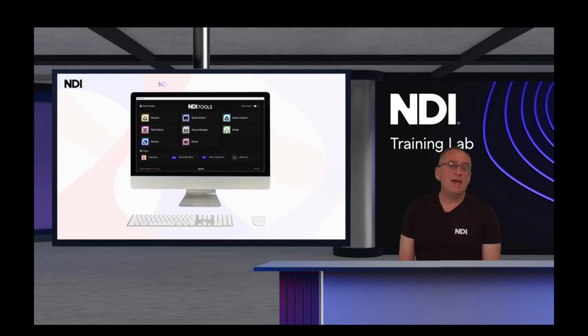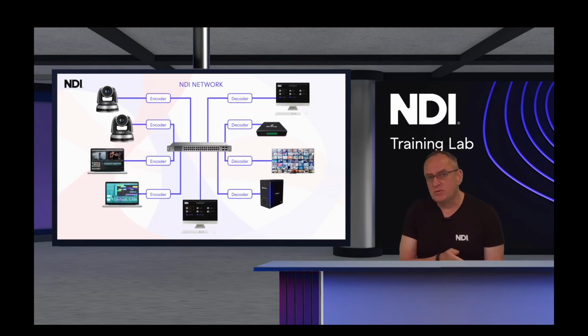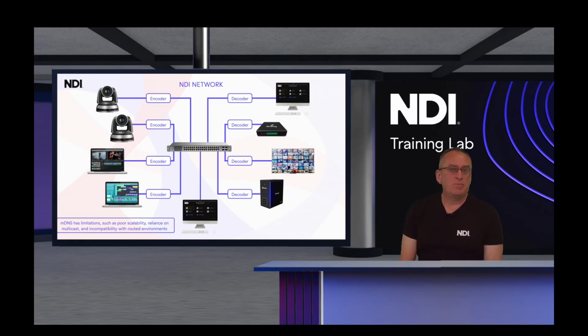NDI, on the other hand, uses mDNS by default for local discovery within a subnet. And while mDNS is suitable for small, flat networks, it does have limitations such as poor scalability, reliance on multicast, and incompatibility with routed environments.